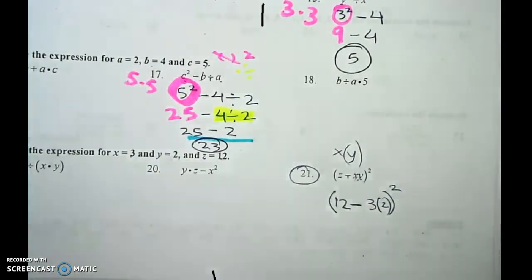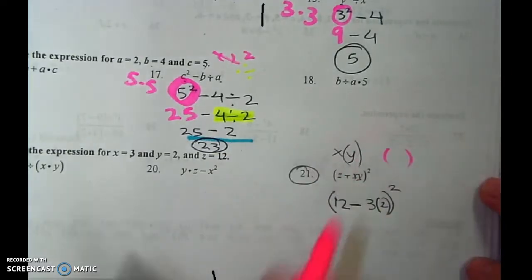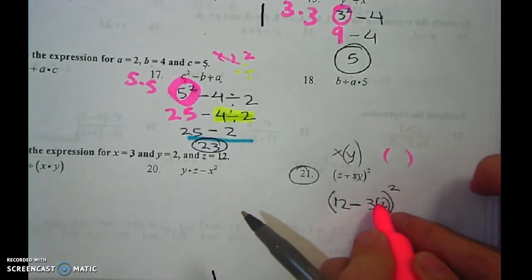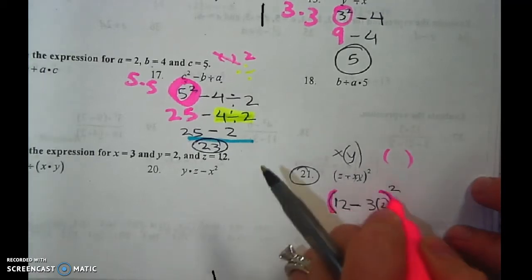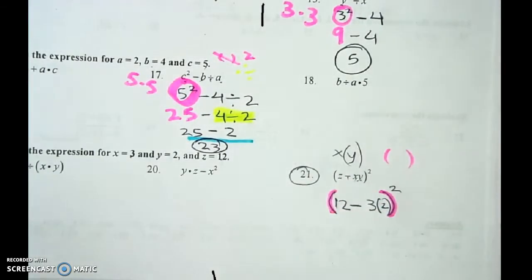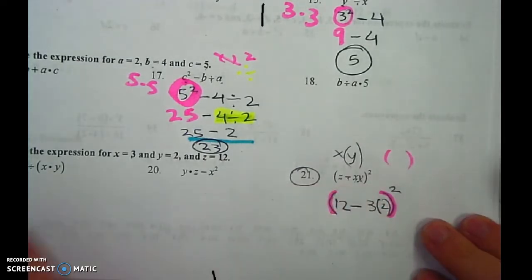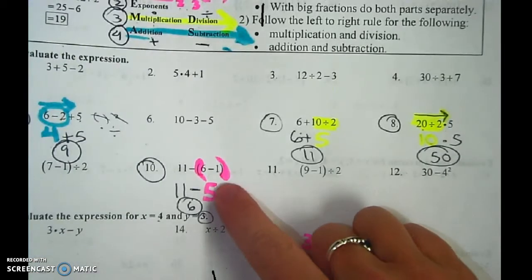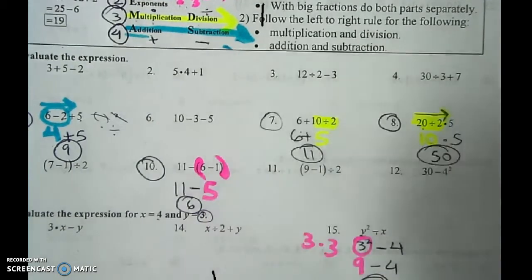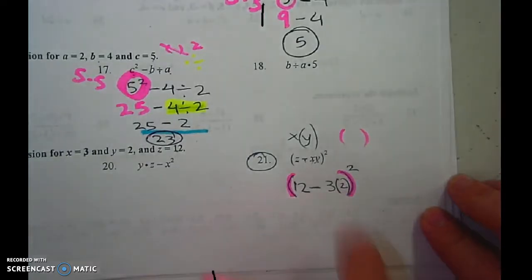Now here's the thing. The first thing I have to do is think, are there parentheses? Well, there's parentheses here and there's parentheses here. So I've got to take care of that first. But there's a lot going on in the parentheses, not just one thing. If you look here, there was one thing. 6 minus 1, boom, 5. Done. But this parenthesis has a lot more going on.